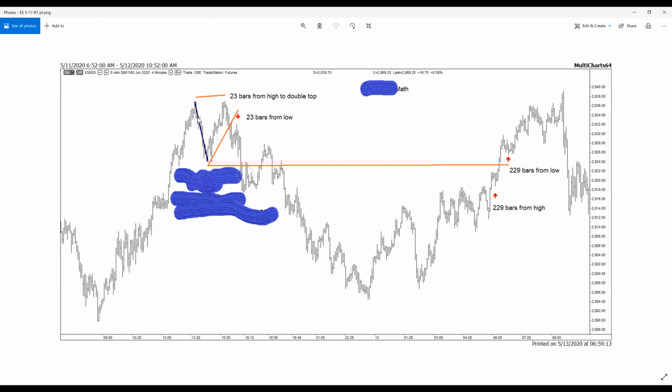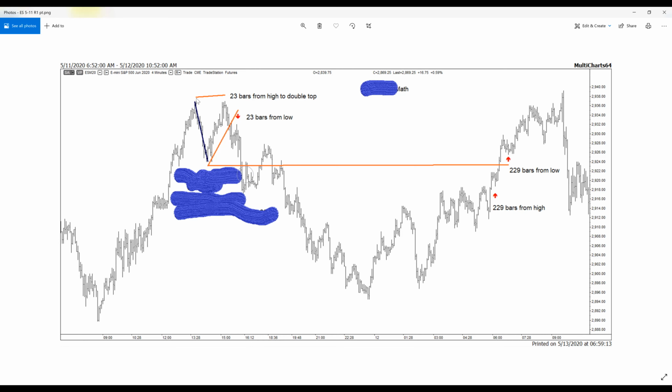And what you see here, there's a swing marked out with the dark blue or black trend line from this first top. We're using that swing to create a time measurement. That particular swing, when using the math conversion for our wavelength tool, gives us 23 bars and 229 bars to point out forward into the future.